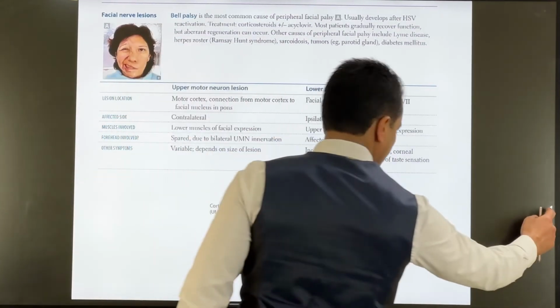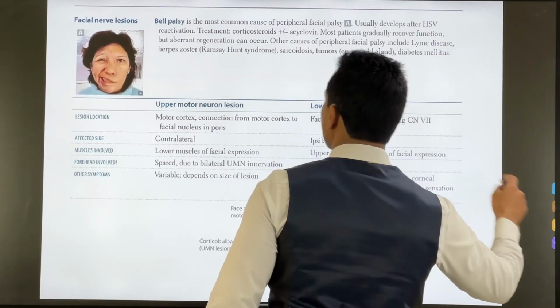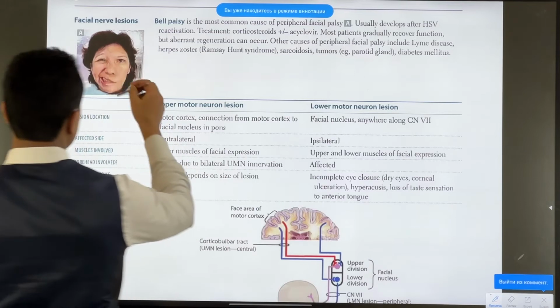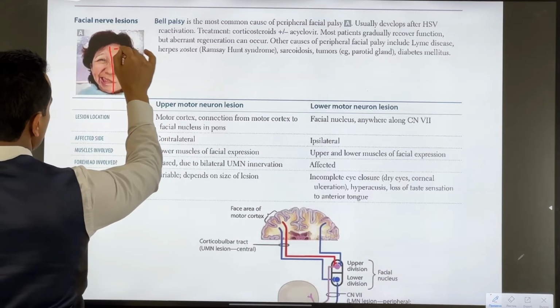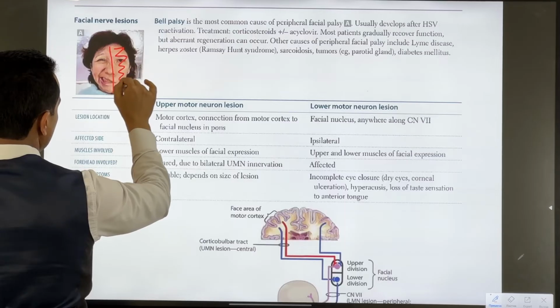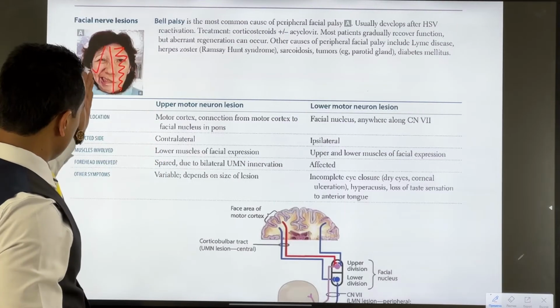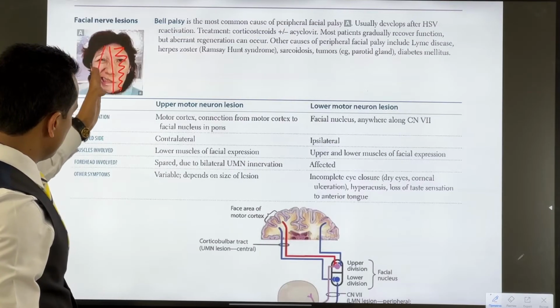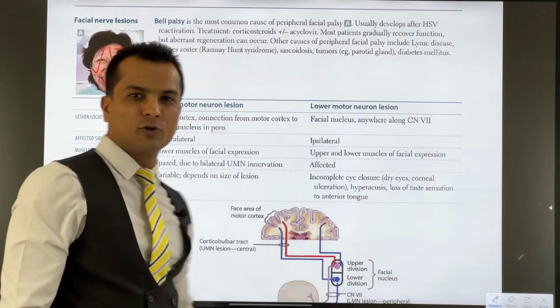Here you can see in this picture, this lady is having facial nerve palsy. This side of the face is affected, no expressions, and this side is okay. You can see you have expression on this side, so it means she is having a problem on this side. So this is probably the lower motor neuron injury.